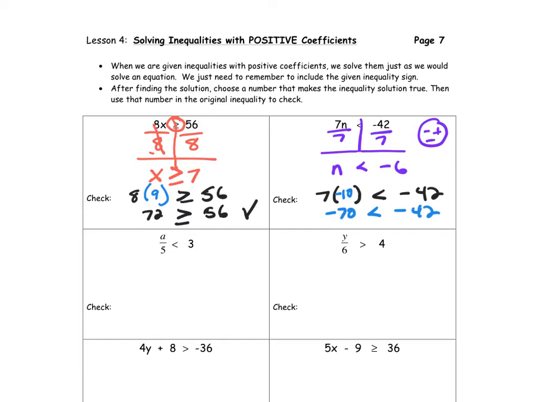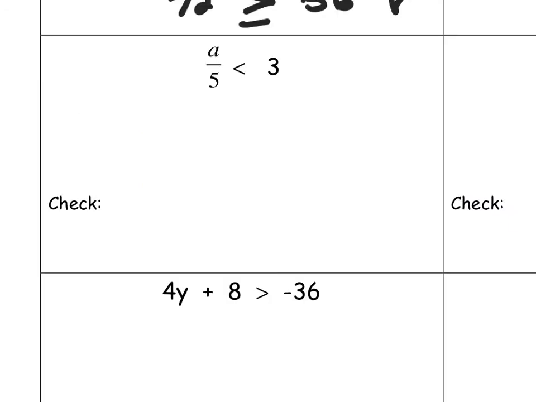Let's go on to the next. This inequality says a divided by 5 is less than 3. So in order to solve this, I have to do the opposite of dividing by 5. So I'm going to build my wall. I'm going to multiply by 5 on both sides because that is the opposite of dividing by 5. And then I'm going to have a is less than 15.